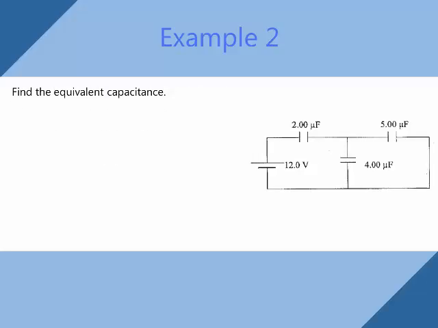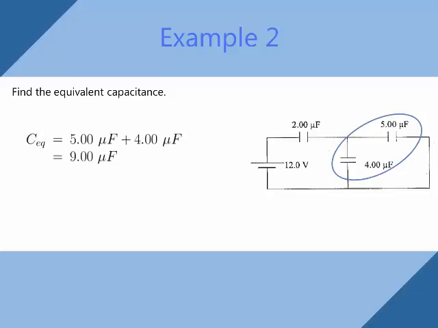In our second example, we have a network of capacitors connected to a battery. We would like to find the equivalent capacitance of the circuit. The first capacitors that we notice that can be combined are the two capacitors on the right, which are in parallel. Parallel capacitors add, so we add 5 microfarads to 4 microfarads to get 9 microfarads.